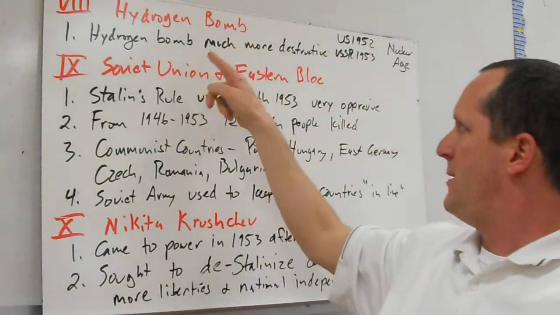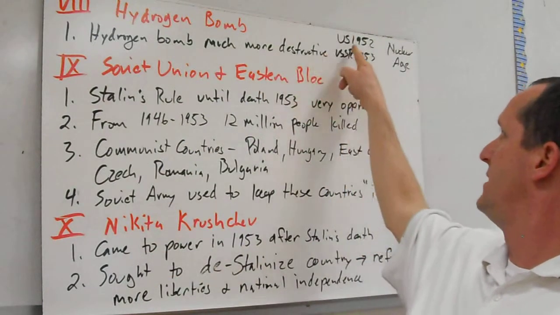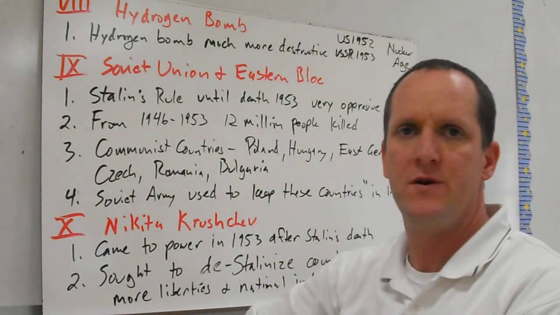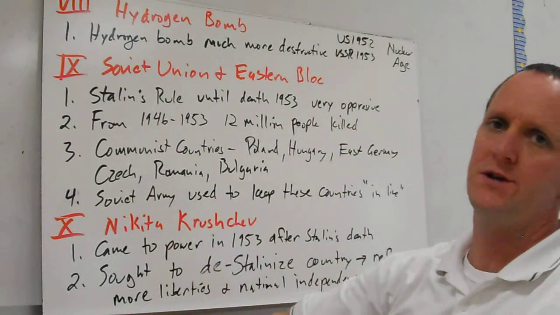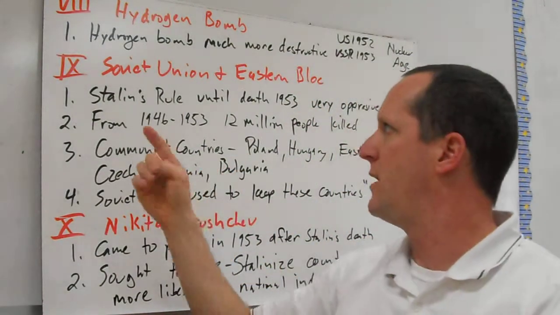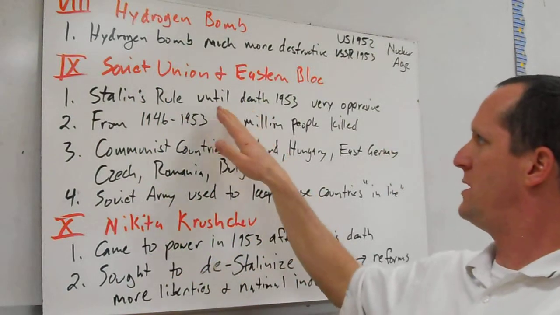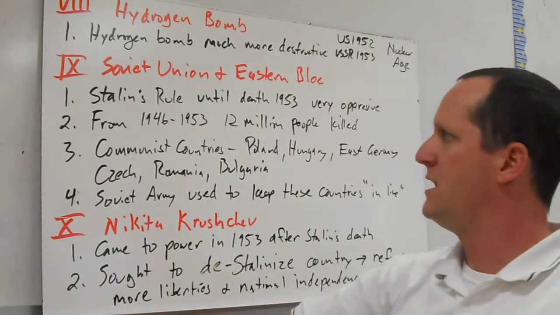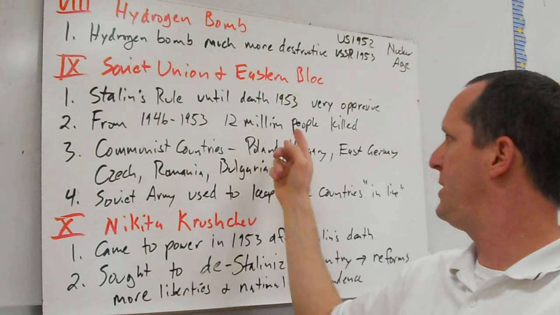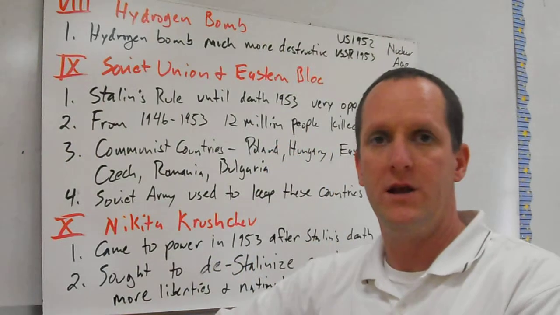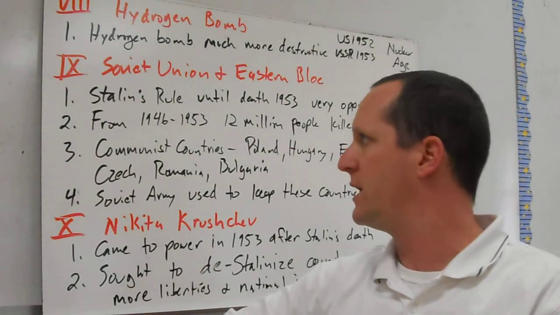Now, the hydrogen bomb was created. The hydrogen bomb, much more destructive, first in the United States in '52 and the USSR in '53, and it really got the nuclear age going and the idea of two superpowers. Now, the Soviet Union and the Eastern Bloc: Stalin would rule until 1953. He was very oppressive. From 46 to 53, 12 million people were killed in the USSR, in gulags, forced labor camps, or just outright killed.